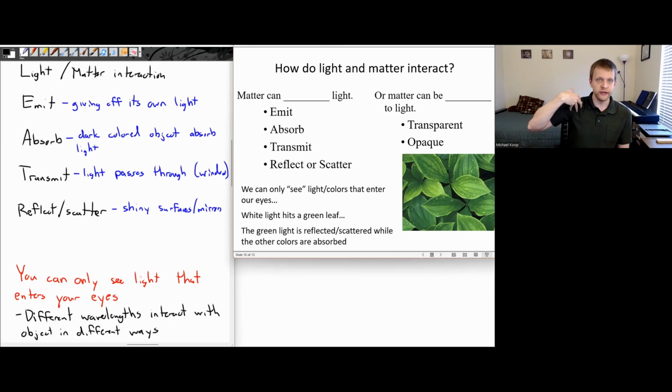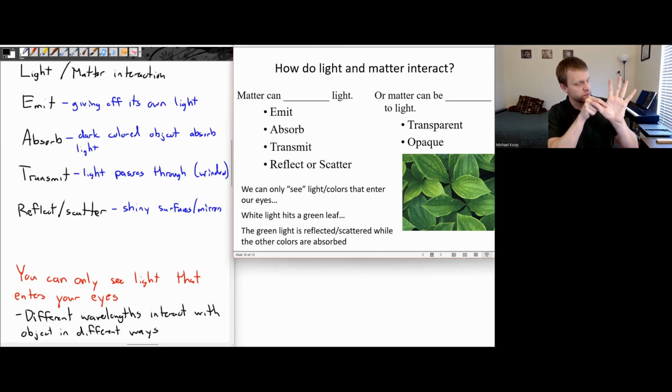When light hits my green shirt, again, the blues and the reds get absorbed and the green light gets reflected. So you see my shirt as being green. So again, I've got some kinds of light being absorbed, some kinds of light being scattered. Hopefully there's not any X-rays going through the room right now, but let's say X-rays hit my hand. Well, X-rays will pass right through the soft tissue. My skin is transparent to X-ray light.